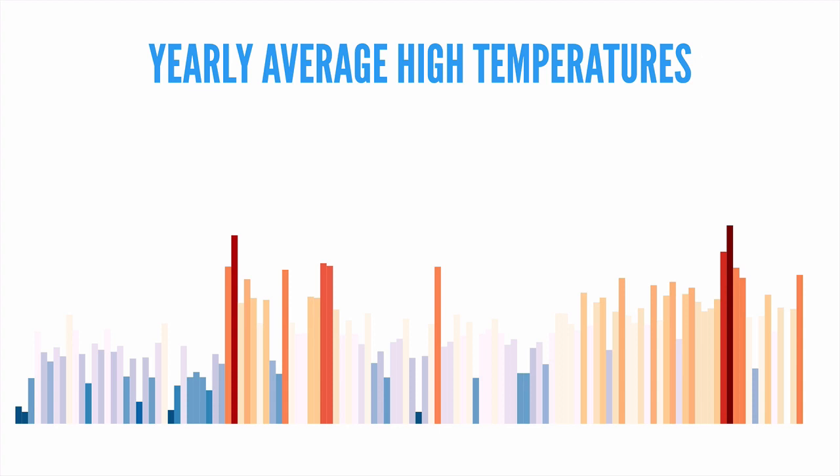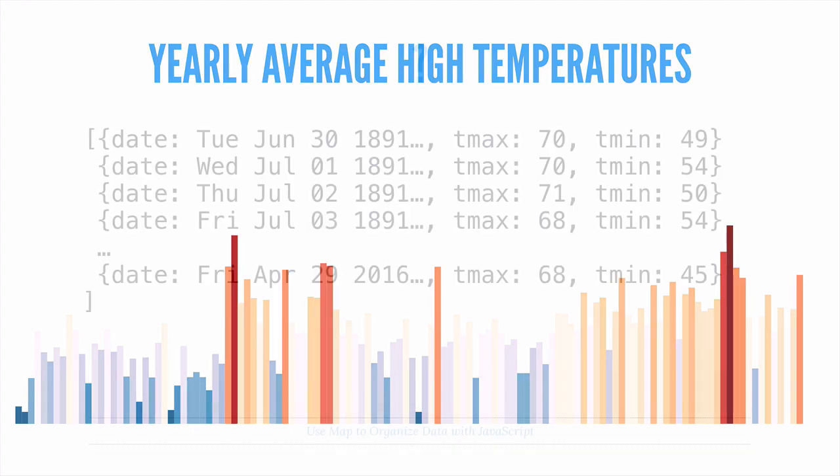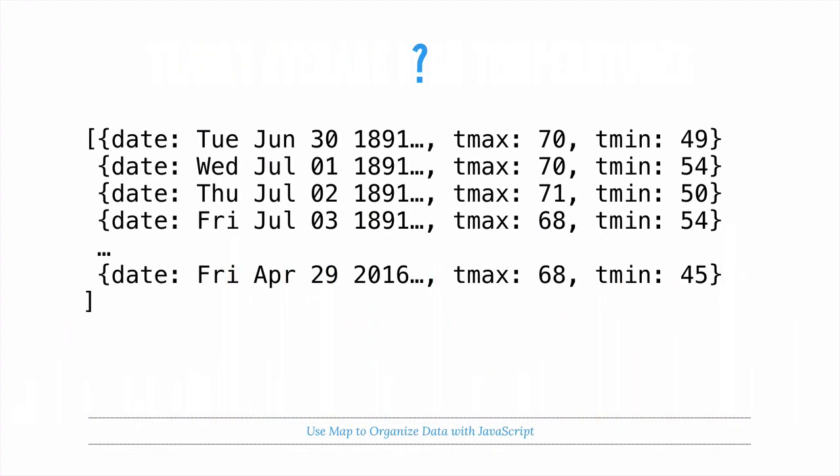And this is what that would look like. But how do we do that? How do we actually pull out all the temperature data for 1 year, find the average high and the average low, and do that same thing for every data point in this rather large data set?